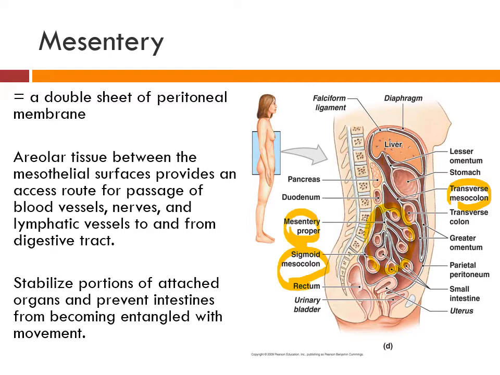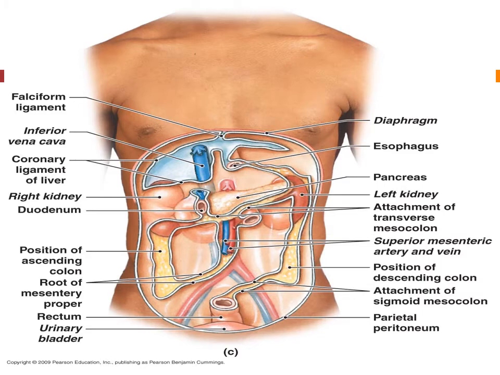And then the greater omentum is a large sac in the front that holds a lot of our fatty tissue. So here's another pretty picture for us. You've got the falciform ligament up top, stabilizing the liver.